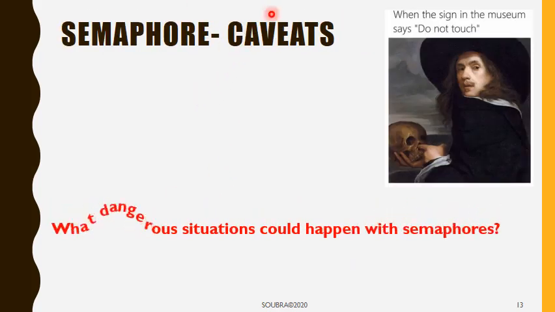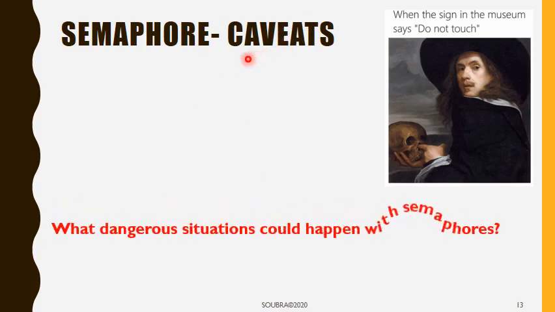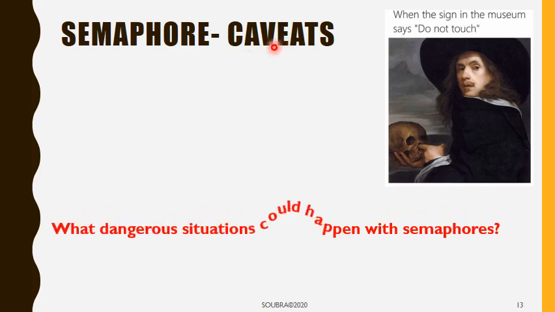Alrighty, yep, some caveats. So a caveat is some kind of a warning or danger or something, right? So this is the English lesson for today.